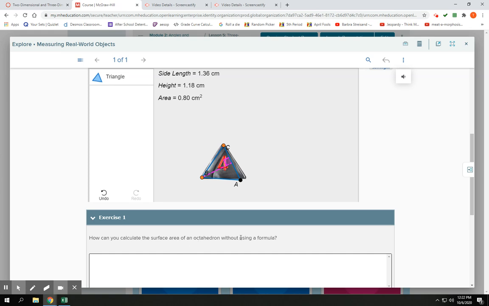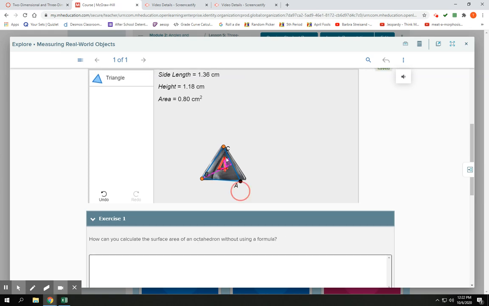How can you calculate the surface area of the octahedron without using a formula? Well, if you find the area of this guy, which they told us right there what it was, we take that area and we multiply it by how many of those there are, which they told us there was 8. We can figure out that we're going to go 0.80 times 8, and that's going to give us the surface area for our object, right? 0.80 times 8 is 6.4. And we're in centimeters. Right, because we know that the area of one of the triangles is 0.80, and there's 8 of those triangles total.